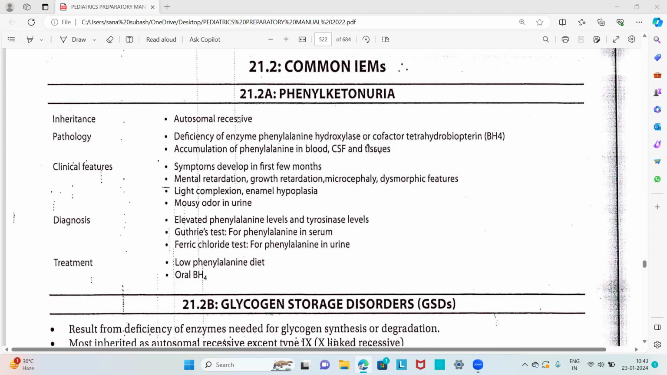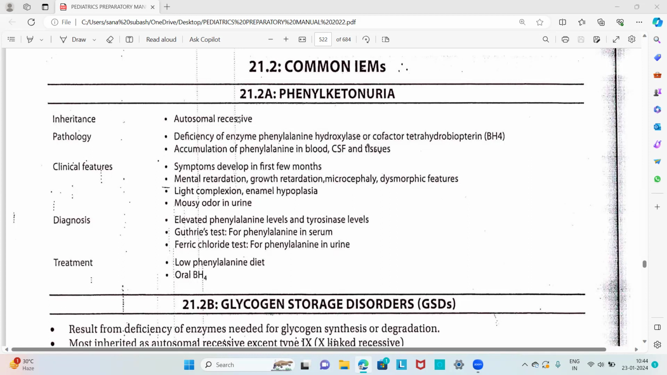And what are the clinical features because of that? The symptoms of phenylketonuria develop in the first few months of life. The major clinical features are mental retardation, growth retardation, microcephaly, and dysmorphic features. There will also be light complexion and enamel hypoplasia. One of the major characteristic findings in phenylketonuria is the mousy odor in the urine. If a question mentions a mousy odor in the urine, that is suggestive of phenylketonuria.